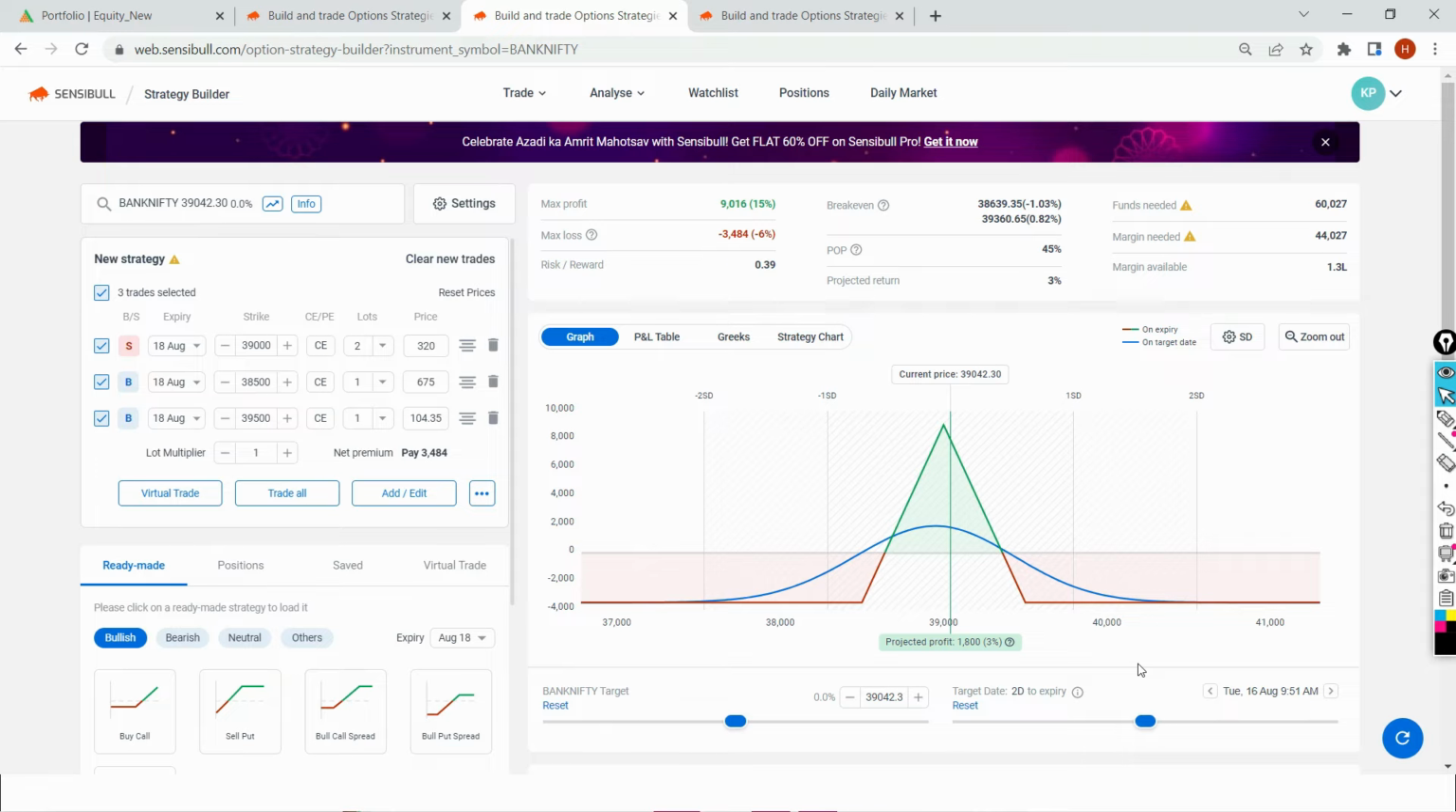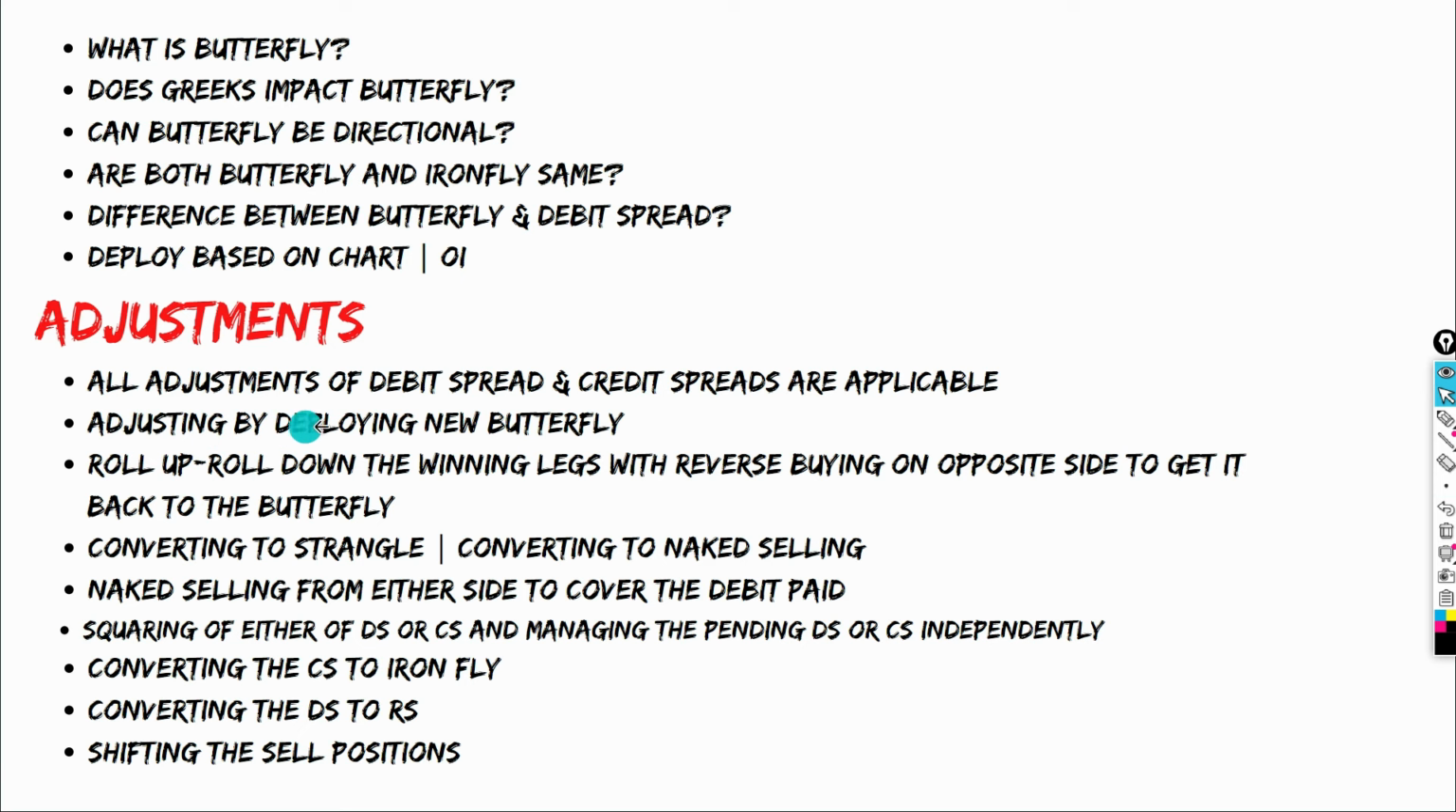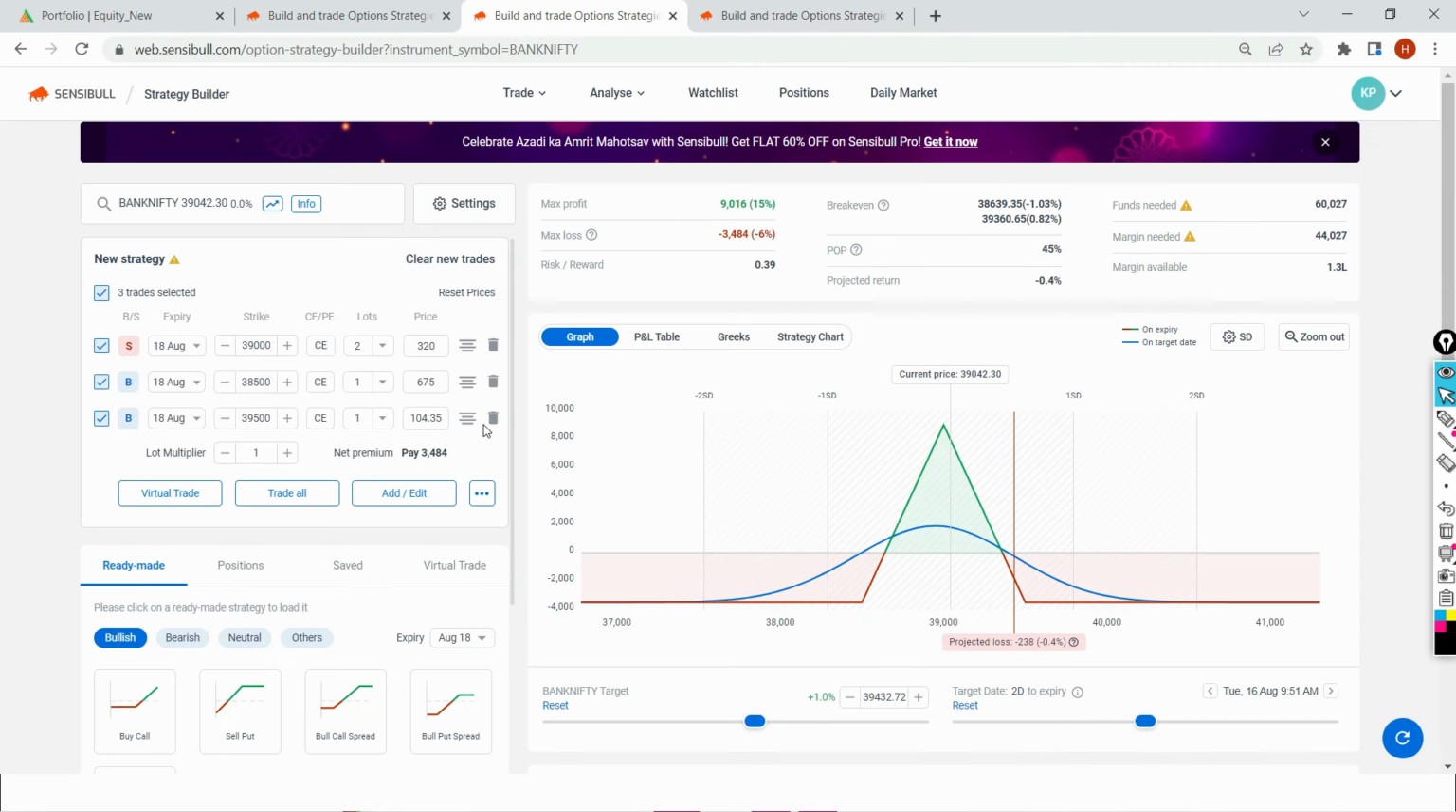You're not supposed to do any adjustments until and unless your break-evens are breached. Until and unless your break-evens are breached, you're not supposed to do any adjustments. So let's say your market has breached one of your break-even points. I'm just trying to simulate. So what do you have to do? When I say you can adjust by deploying a new butterfly, simple friends, you have to deploy a new butterfly.